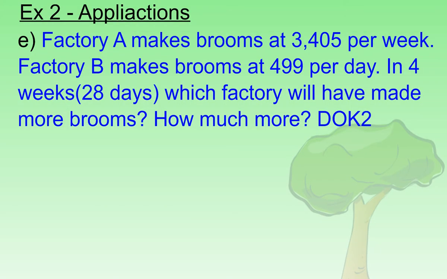Letter E. Factory A makes brooms at 3,405 per week. So every week they make that many. Factory B makes brooms at 499 per day. In 4 weeks, which is 28 days, which factory will have made more brooms, and how much more? Go ahead, pause the video, try it on your own. When you're ready to continue, hit play. We'll go through it together.